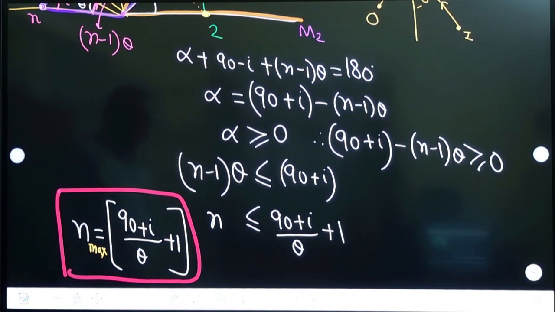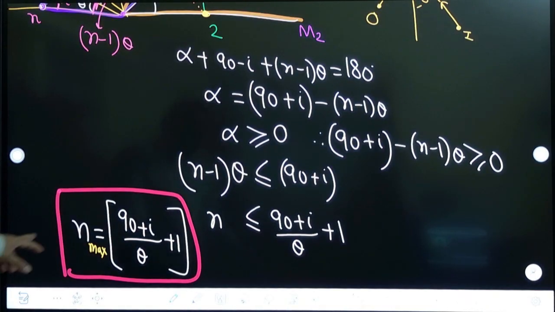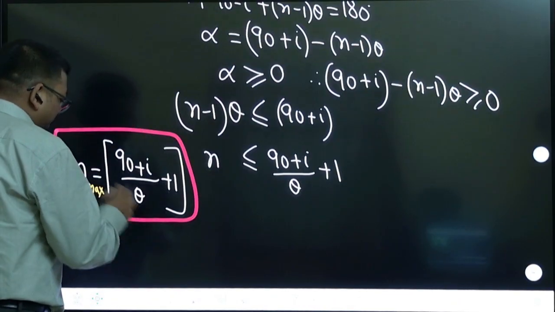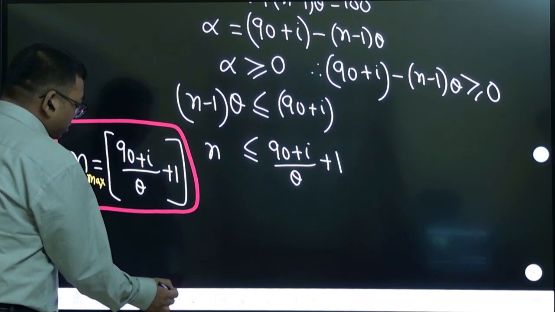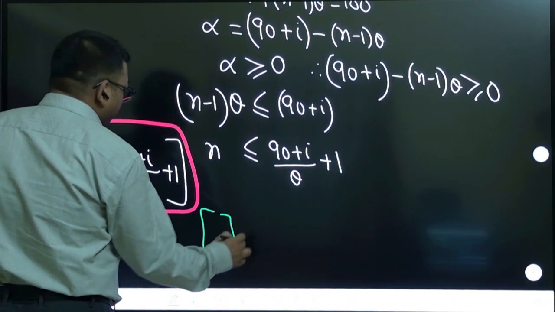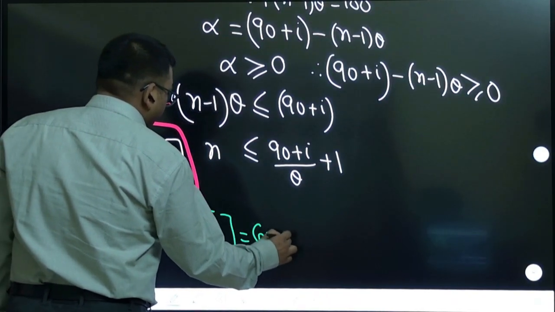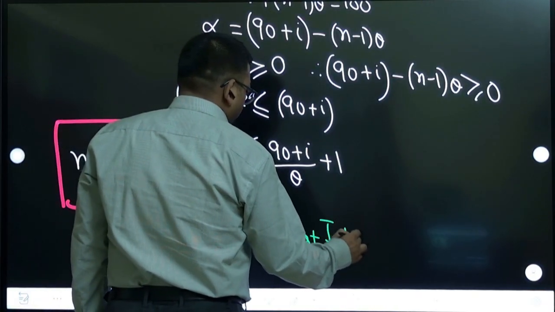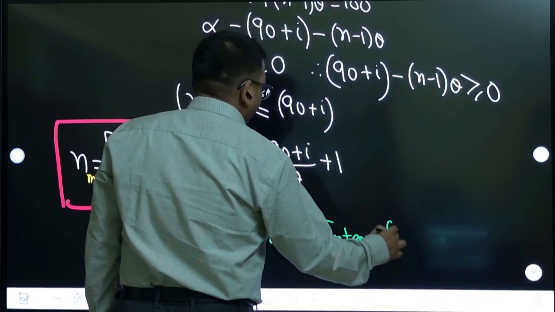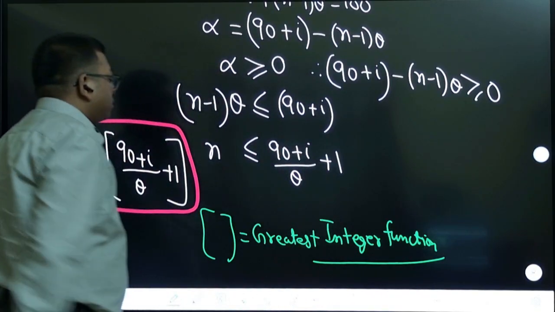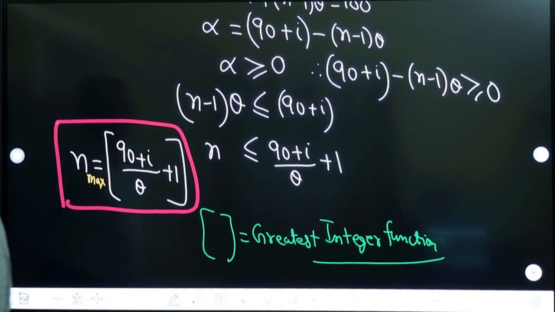Maximum number of reflections will be given by this formula. And here the square bracket means greatest integer function. Don't think this is an ordinary square bracket. This is not an ordinary square bracket. This square bracket means greatest integer function. Okay, so we can calculate.